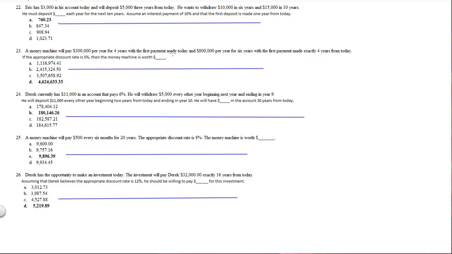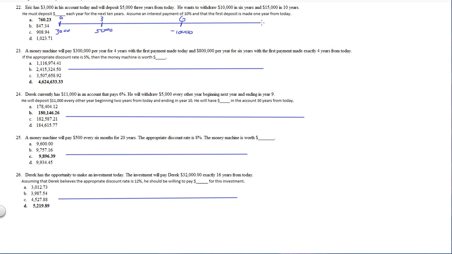Okay, now here's some of the hard problems. So let's go through these slowly. We're at 22. Eric has $3,000 in his account today. So at time 0, he has $3,000. He will deposit $5,000 at time 3. And at time 6, he wants to withdraw $10,000.